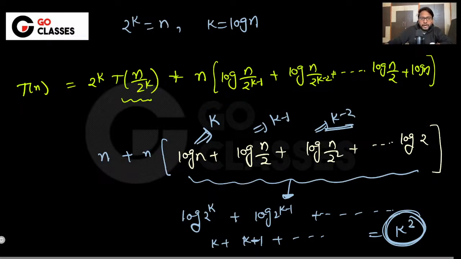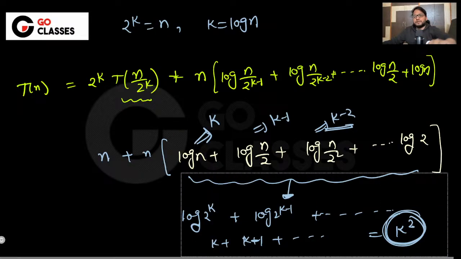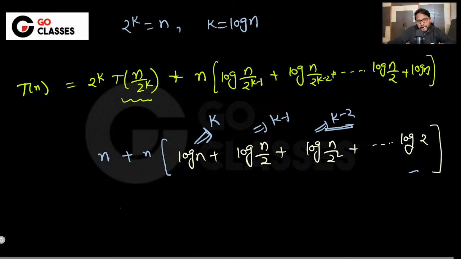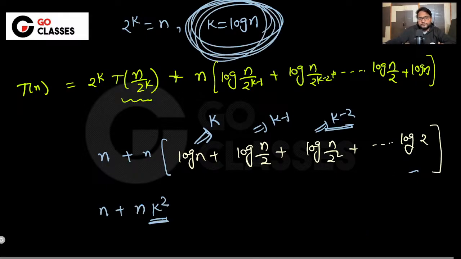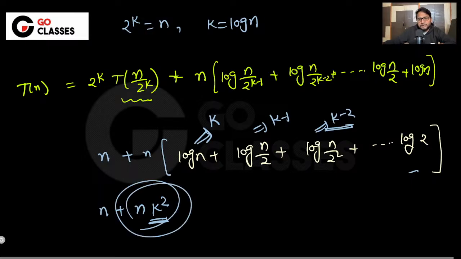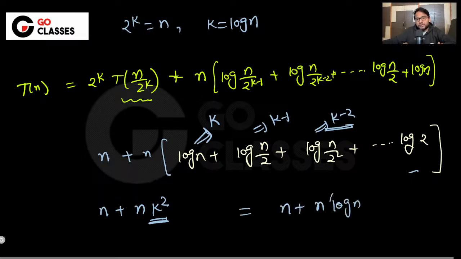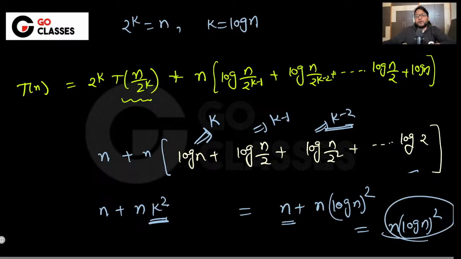So finally what you are getting is something like this. You can say this is n plus n into k square. K is nothing but log n, right? See here, k is log n. So hence this particular term is n plus n into log n square. So that's why this is an insignificant term. So n log n square is the answer here.